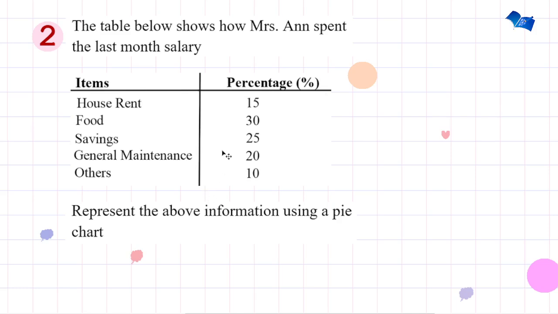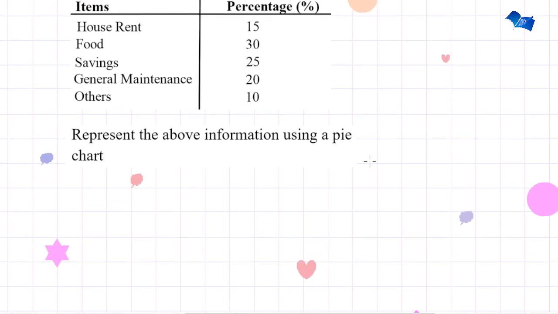How do we do that? You know, in a pie chart, each item will occupy a sector, and based on how large or small the item is, that will determine the size of the sector or the angle of the sector. So the first thing we need to do is to know the angles that each of these sectors will have, or we call it the sectoral angle. What will be the sectoral angle of house rent, of food, of savings, of general maintenance, and of others? Let's go right there.